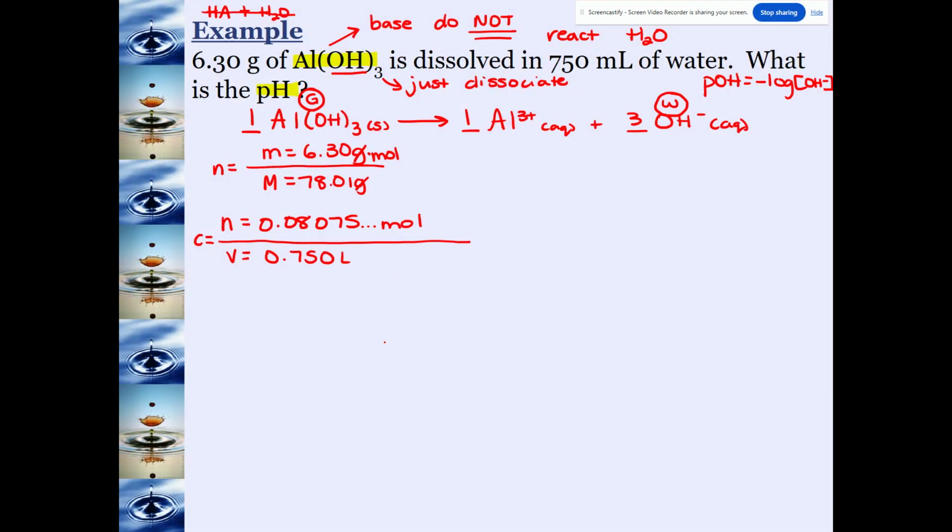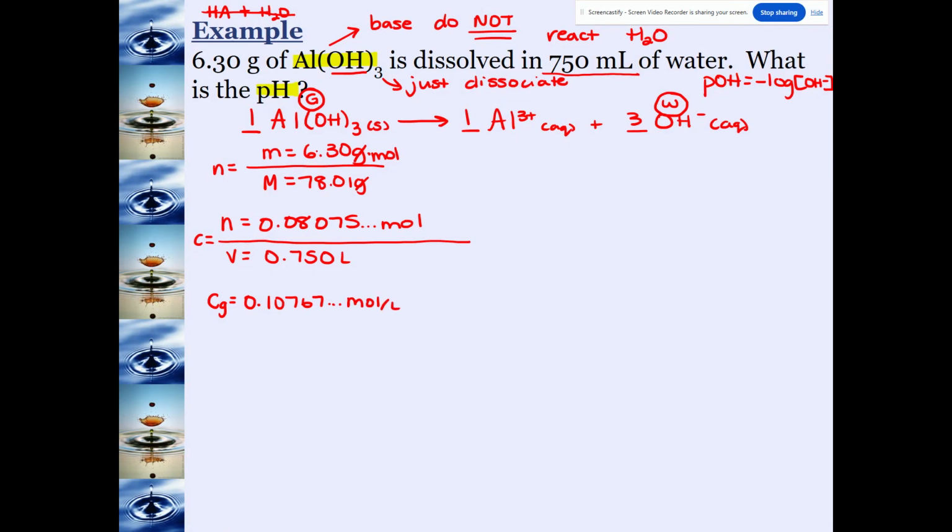Okay? So now I take those moles and divide by my volume, which was given, but I have to convert it into liters. So I divide by 1,000. 750 divided by 1,000 gives me 0.750. So now I take my moles, divide by my volume, and that's going to give me the concentration of my given, right? I am given this concentration. I had to kind of calculate it, but I was essentially given all the information so that I could find it. 0.10767, so on, moles per liter.